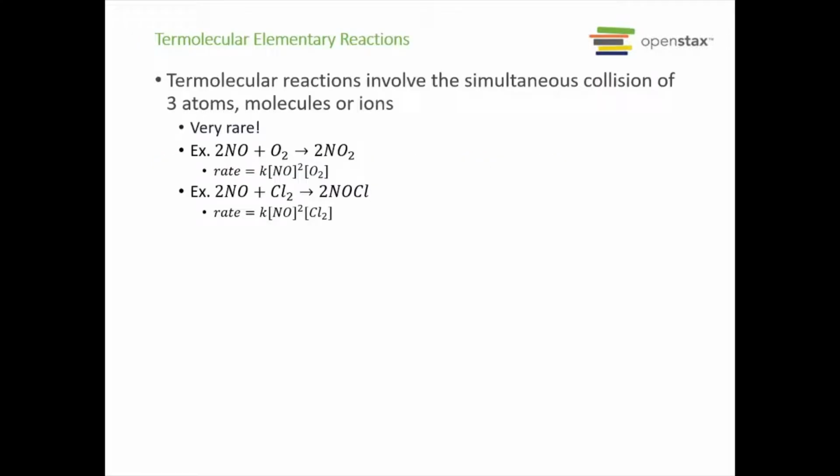There are such things as termolecular reactions, and these have a simultaneous collision of three atoms, molecules, or ions. These are really, really rare, because you literally have to have three things colliding at the same time in the right orientation. Everything has to be perfect for this, but it does happen. For instance, two molecules of NO can react with one O2 to form two NO2s. And notice it is third order overall, second order in NO, first order in O2. It also happens when NO reacts with Cl2 in the atmosphere to form NOCl. Again, third order overall, second order in NO, first order in Cl2.